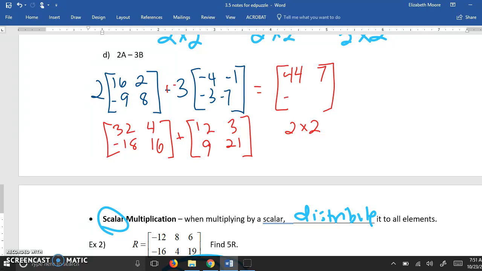So now I can go ahead and add these two matrices together, and I'll have 44, 7, -9, and 37. And that is my answer of what 2 times the matrix A minus 3 times the matrix B is.